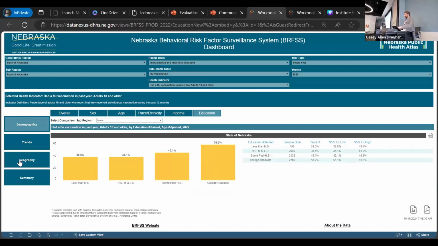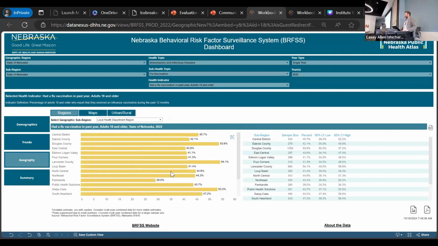We can also look at geographic related disparities here. Now, just by looking at the regions, we can look at all of the health department districts, and we can see all of the vaccination rates for 2022. And you can see where we're having higher vaccination rates and lower vaccination rates. If you were to look at these, you would say that Douglas County, Lancaster County, and Sarpy-Cass, more urban counties within Nebraska, all have higher rates of influenza vaccination than our more rural health districts.